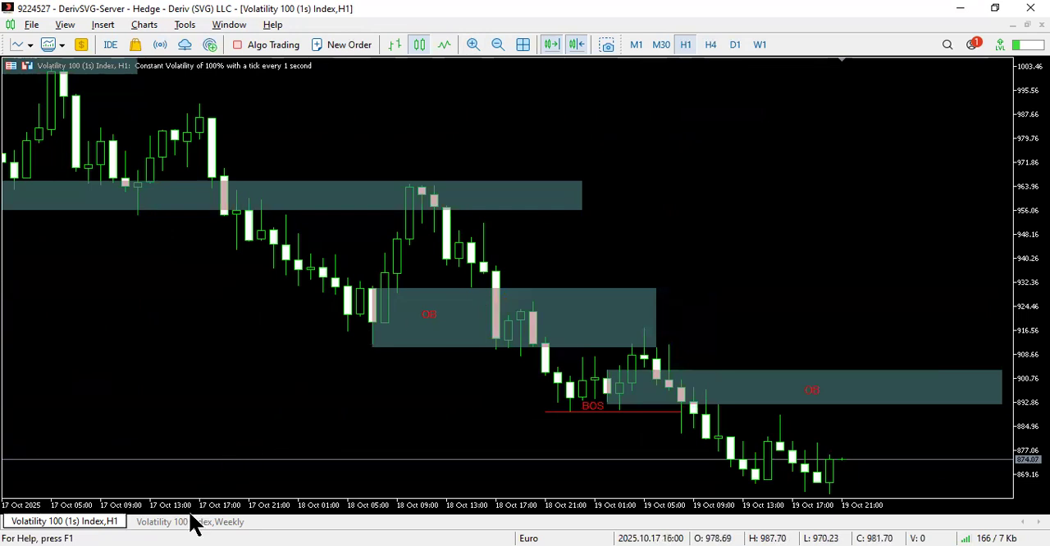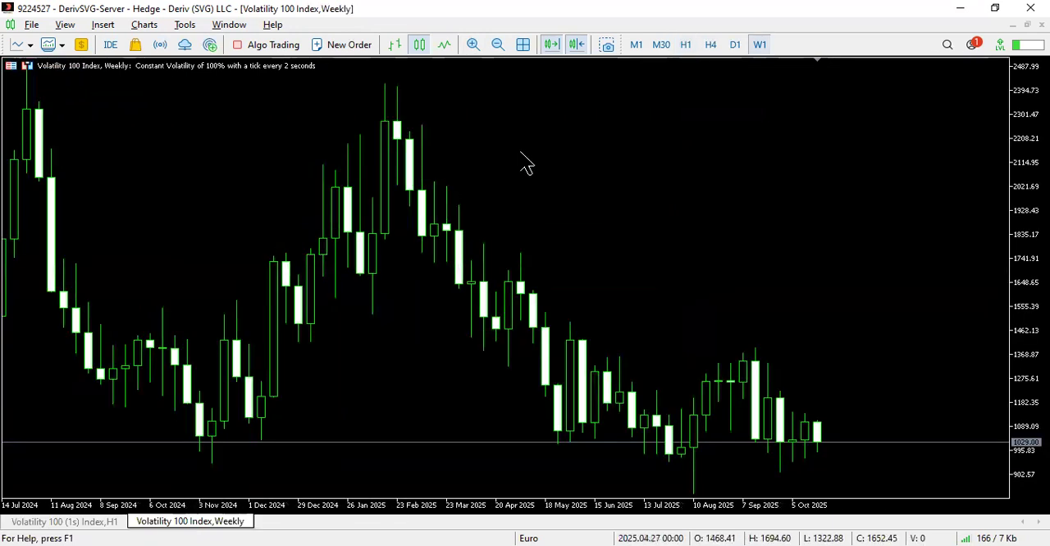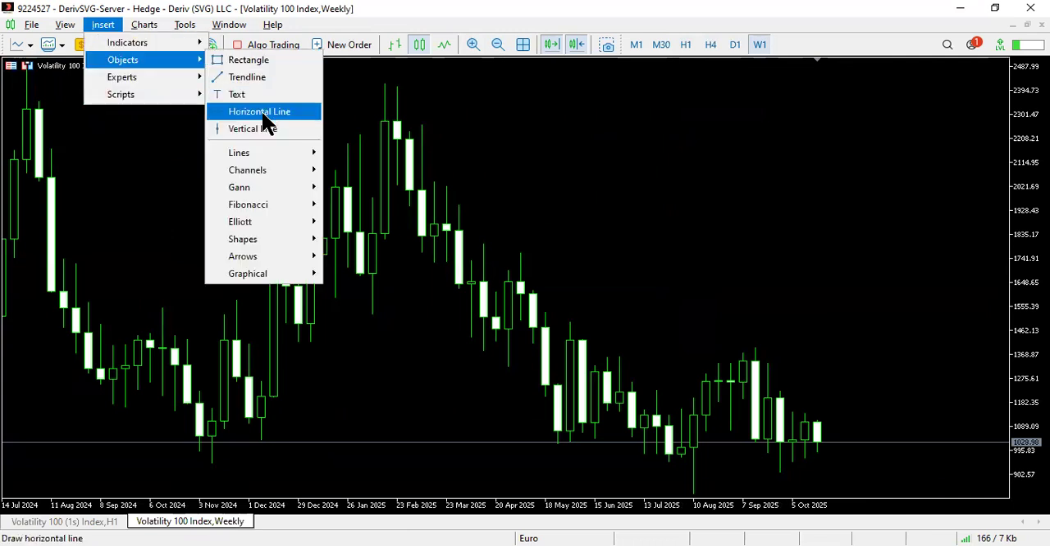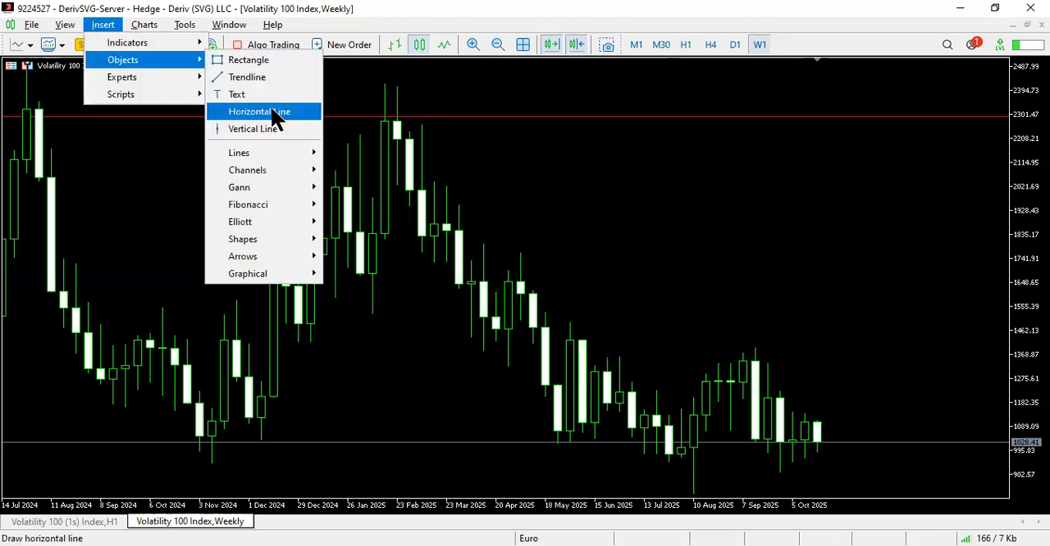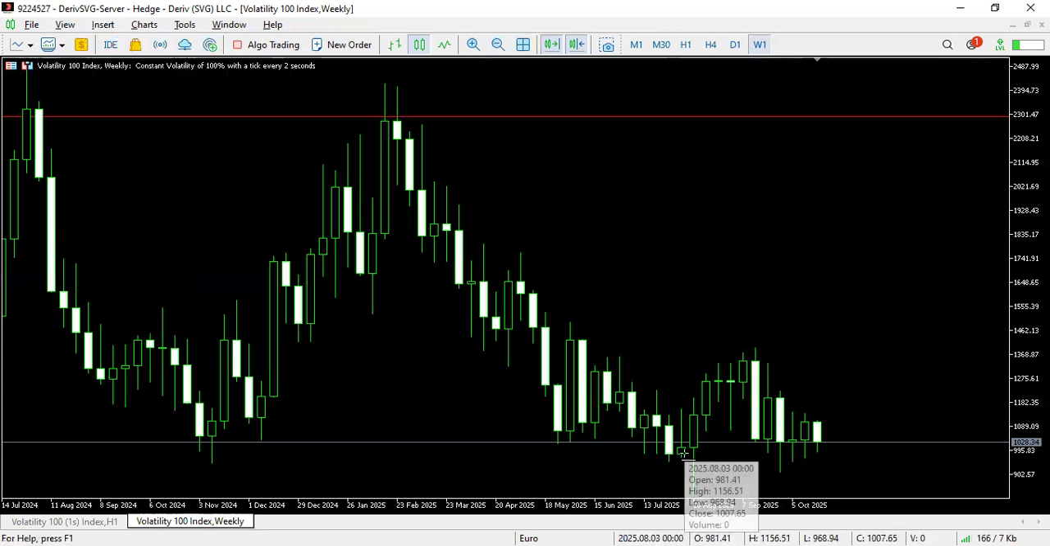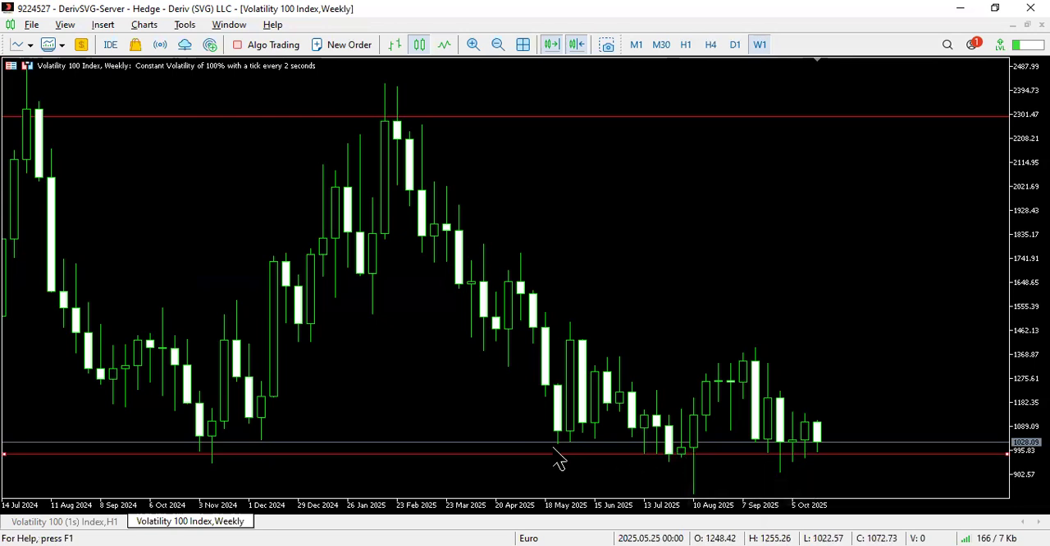And then if we go to volatility 100 from the weekly time frame, that is our supply zone. And then down here, we have price at this demand level. So we are going to be studying the price action to see whether price will break this demand and continue pushing down or continue up from this demand zone.